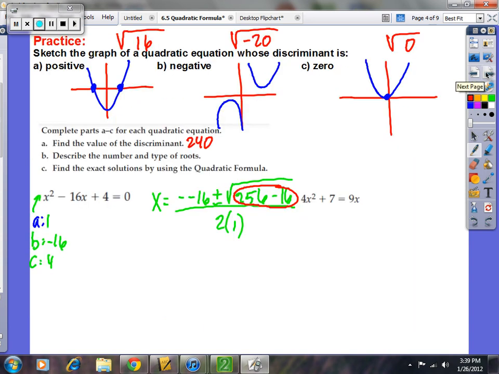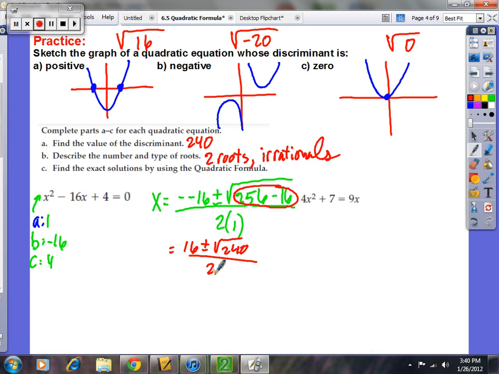So it's positive. That means there's going to be 2 roots. But what type are they going to be? They're not going to be integers. They're going to be irrational numbers. 2 irrationals. Alright. Okay, then C just says simplify your formula. So here we go. I really have 16 plus or minus square root of 240 all divided by 2.